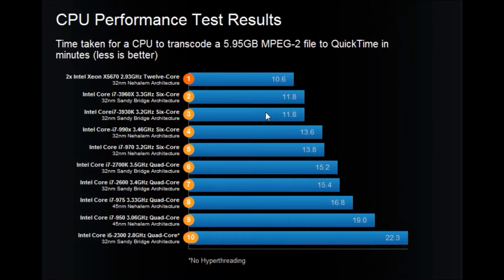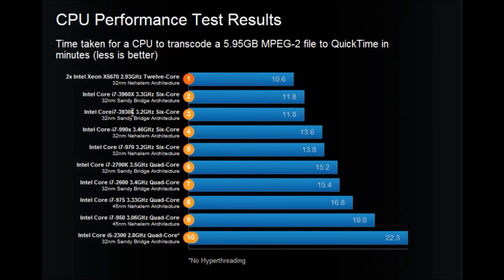Intel introduced these two new 6-core CPUs in mid-November 2011. They are the i7-3960X and the i7-3930K. They are the fastest single-socket CPUs available today. They are the first 6-core CPUs to use Intel's latest CPU architecture, which is Sandy Bridge.